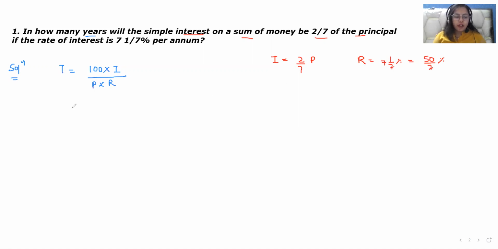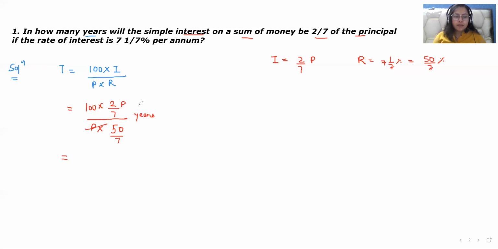Now put all these values in the formula. So 100 multiply, what is our interest? 2 by 7 of P over P multiply, and what is rate? 50 by 7. Years, because we have to find the time, so our time comes in terms of years.